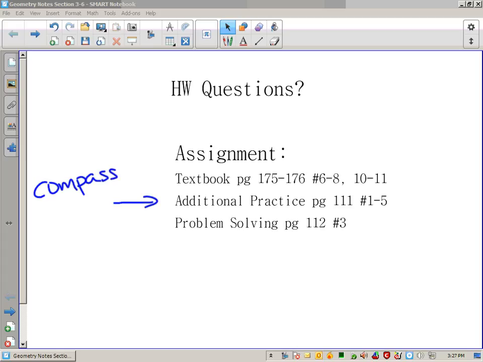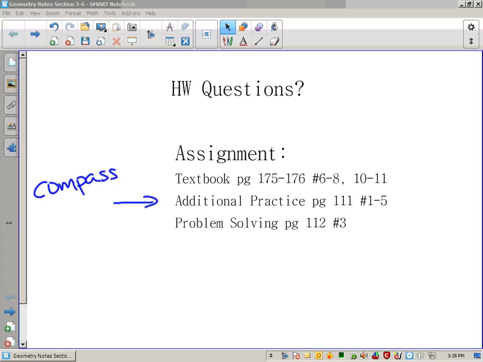But if you are finished with it, you can go ahead and turn it into the box. Make sure your name is on it, fold it. So if you need to pause the video for a second to turn in homework, go ahead and do that.